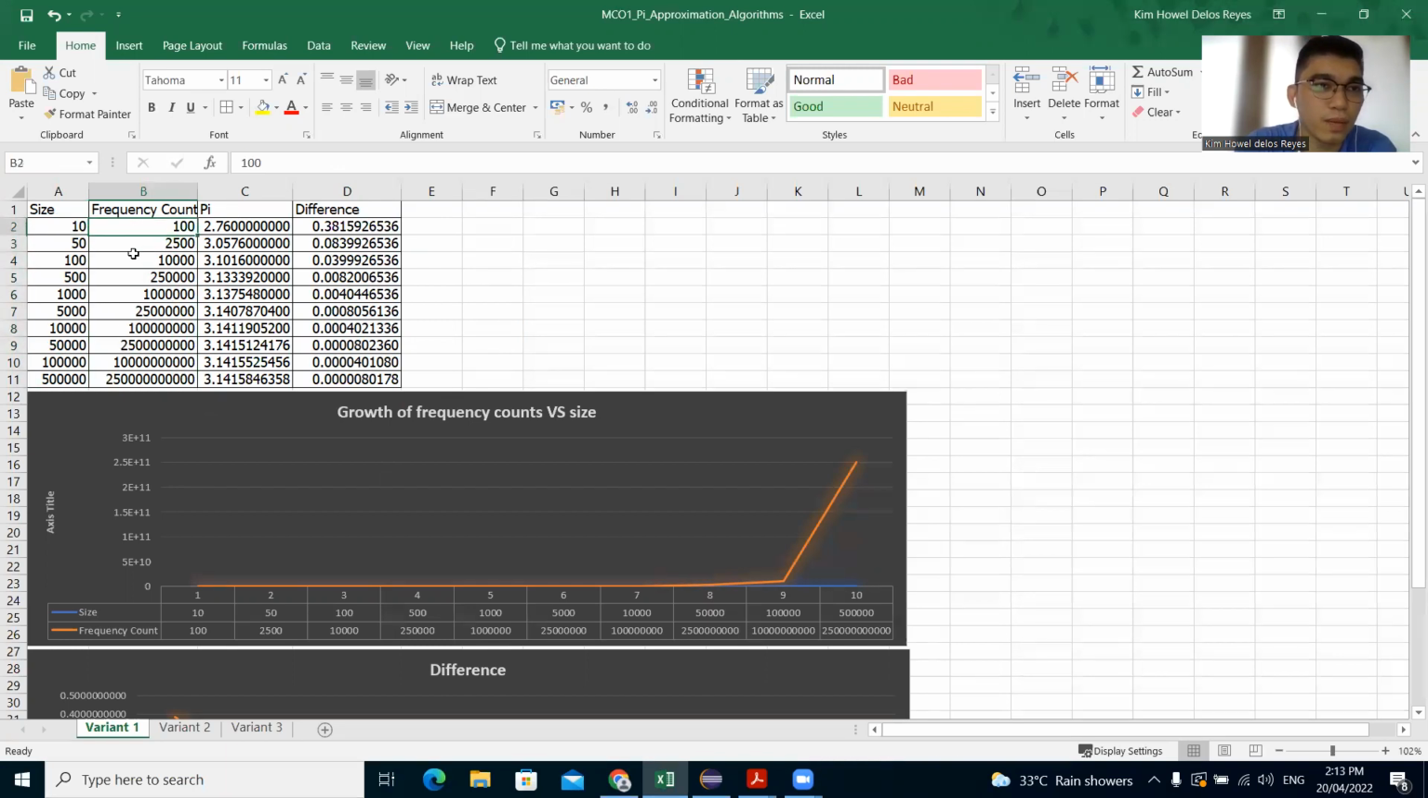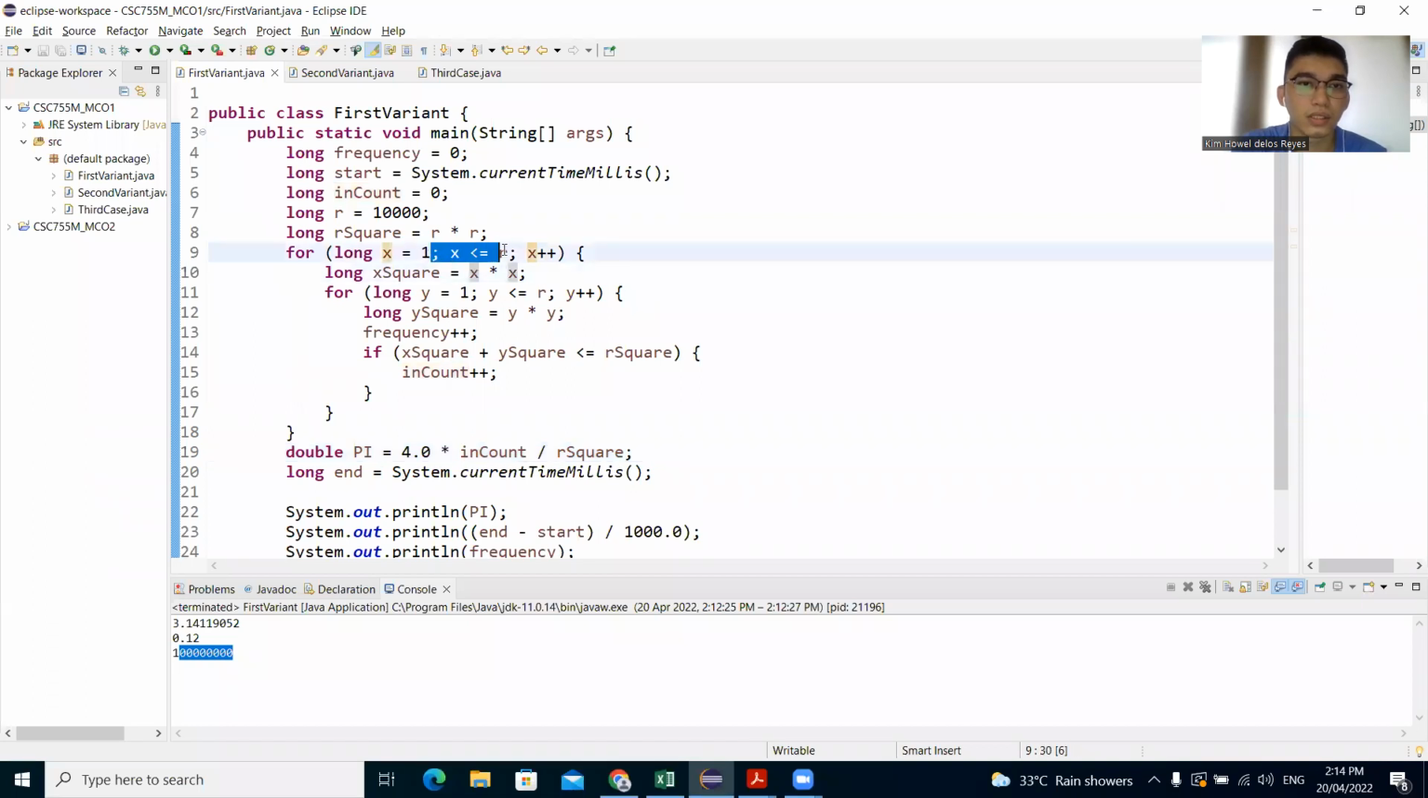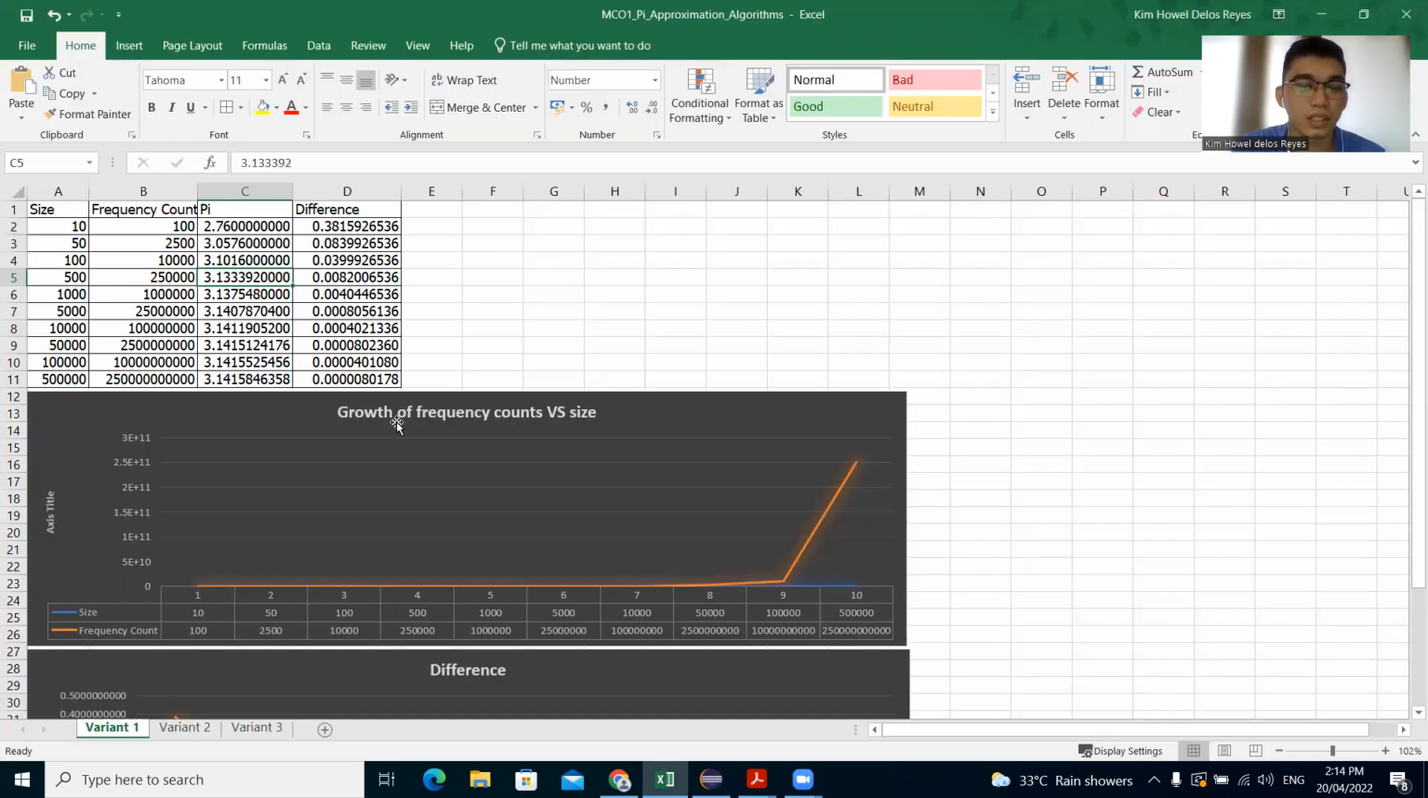As we can observe here, the frequency count looks much like a quadratic trend. It's size squared, since based on the code, we're using size twice. We have used r in the inner for loop and we also used r in the outer loop. That's why it's squared. So the frequency count is a quadratic function with respect to the size.